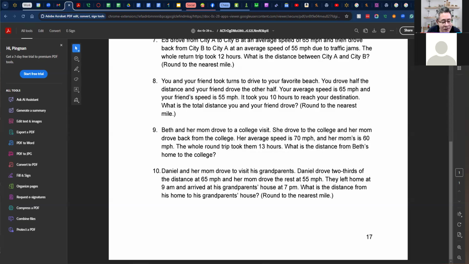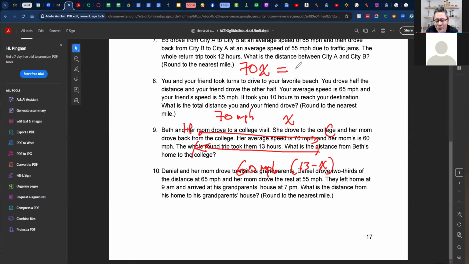Well, let's see. So going to college, we know that it's 70 miles per hour. And coming back from the college to home, it's 60. So going there, we don't know how long, so we put x. Coming back, we know the total is 13, so 13 minus x. So now we got 70x equal to 60 times 13 minus x. Okay, are we good here?